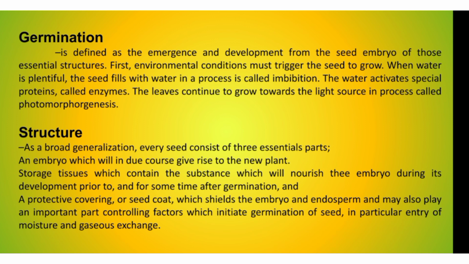Germination is defined as the emergence and development from the seed embryo of those essential structures. First, environmental conditions must trigger the seed to grow. When water is plentiful, the seeds fill with water in a process called imbibition, the absorbing of water. The water activates special proteins called enzymes. The leaves continue to grow towards the light source in a process called photomorphogenesis.